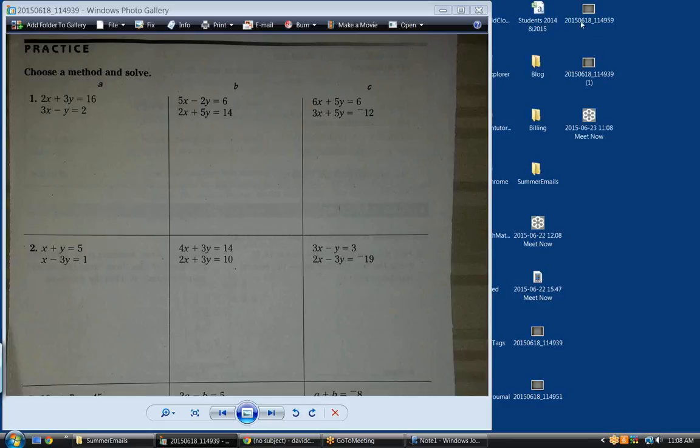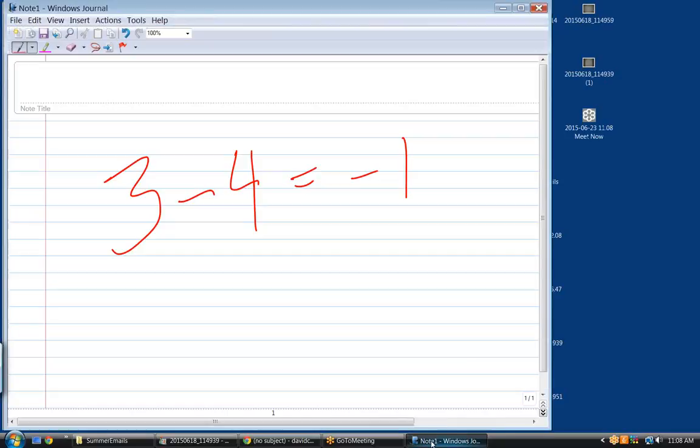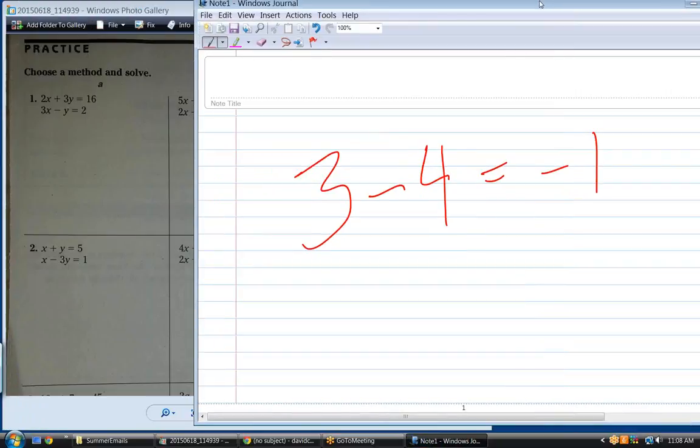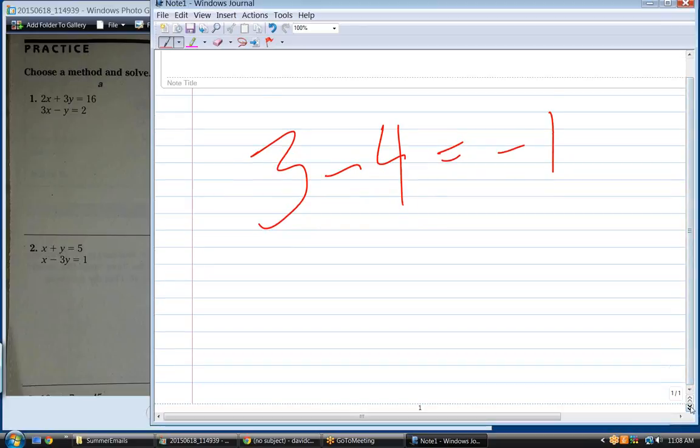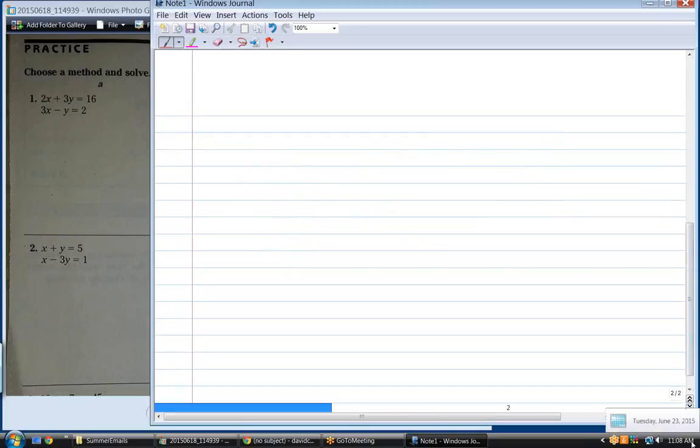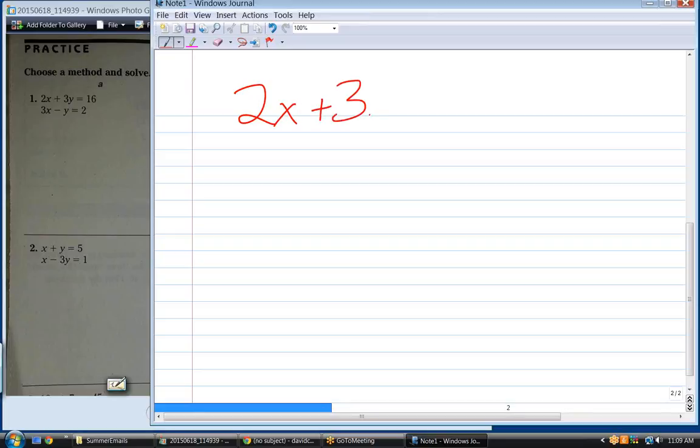Start my recording and bring up this. Let's start with number 1. Now, probably the easiest thing for me to do is write it like this. You can see that okay? Yeah. Okay.